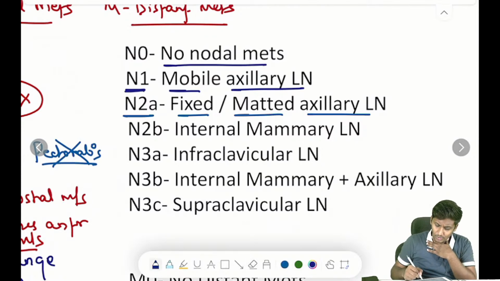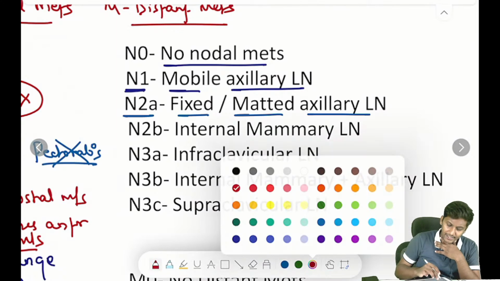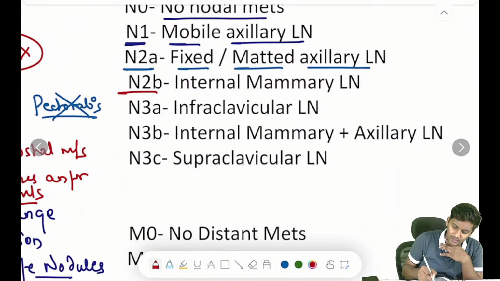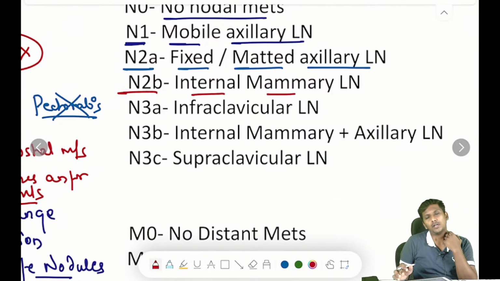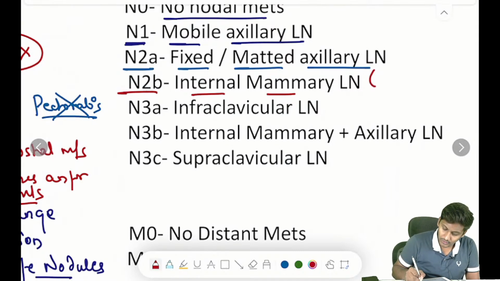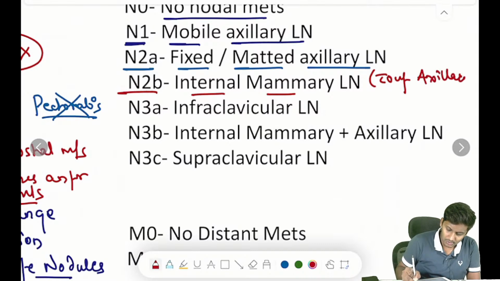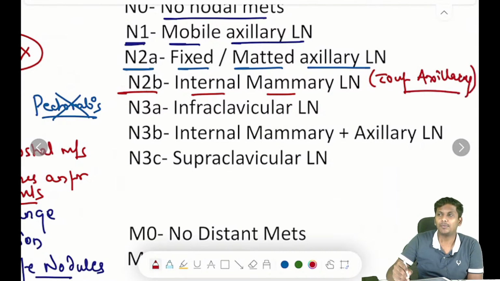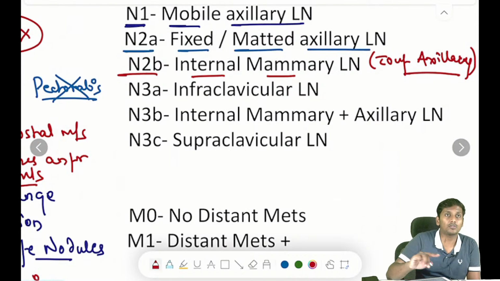ठीक है? Next important you have to remember, it is N2B. N2B का मतलब होता है only involvement of the internal mammary lymph nodes. I've told you 10% of the breast tissue drains into the internal mammary lymph node. So if there is only involvement of the internal mammary lymph nodes without the involvement of, ये बात याद रखना जरूरी है बच्चे, without axillary. ठीक है? If there is only internal mammary lymph node involvement without axillary lymph node, that is called as N2B. क्योंकि अगर दोनों involve होंगे, it will be N3B. ठीक है? So that's the difference.